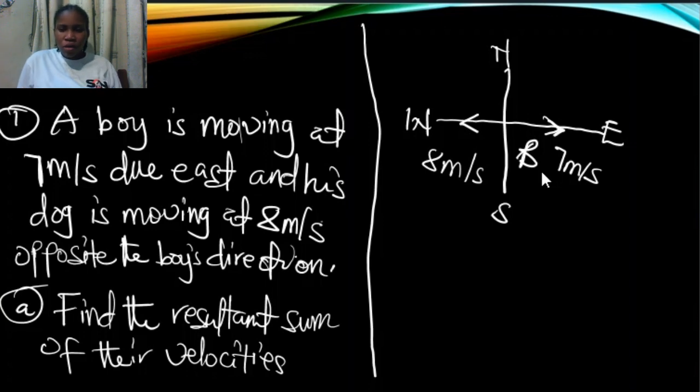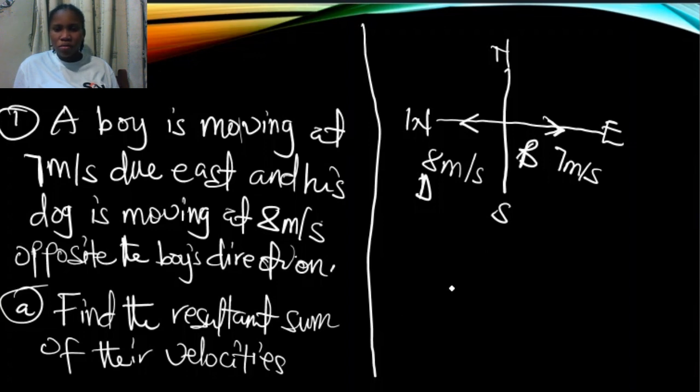So in adding parallel vectors, if two vectors are parallel and they are moving in the opposite direction, one thing you have to know is you negate the smaller vector. The smaller vector is always negated irrespective of where the direction is going. So in this case, you see that the boy's velocity is 7 meters per second and the dog's velocity, that's D, is 8 meters per second.